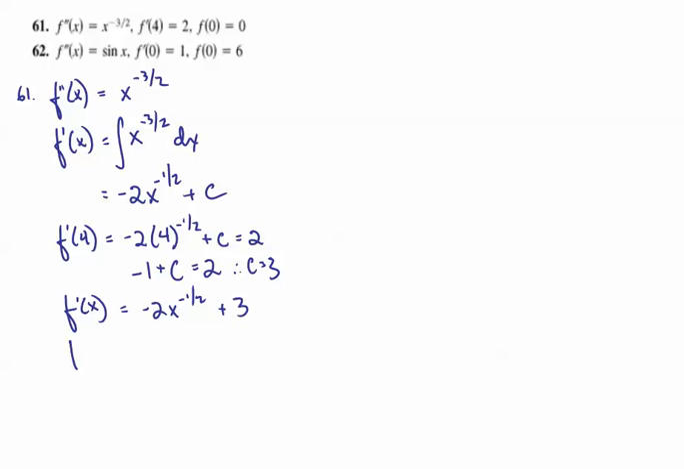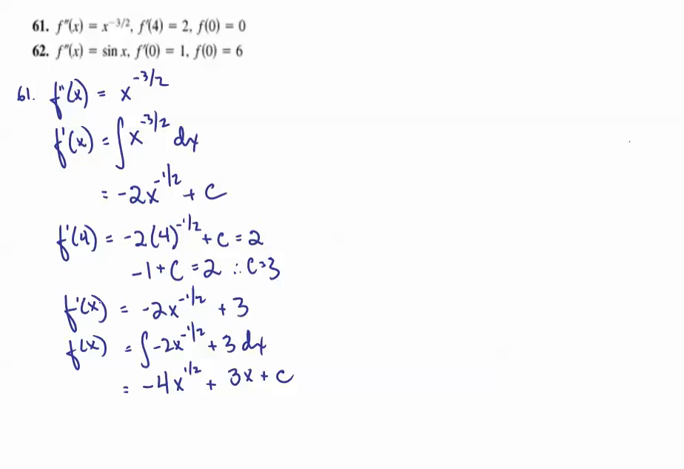And we begin again. We know that the original function is the antiderivative, or the integral, of the first derivative. And so that will be x to the negative 1/2 increased by 1 would be x to the 1/2 divided by 1/2. That means multiplied by 2. So we're going to get negative 4x to the positive 1/2 plus 3, x to the 0 increased by 1, divide by the new exponent, which is 1. It's just 3x plus c.